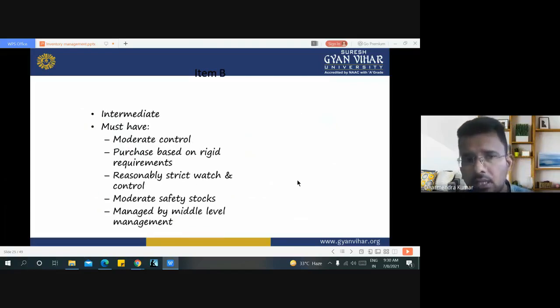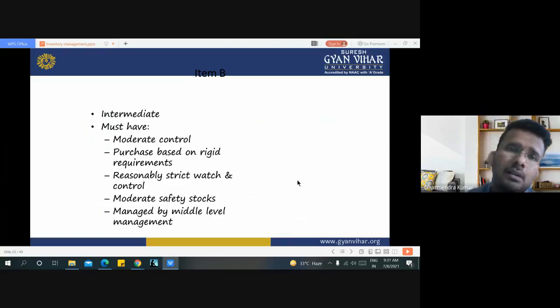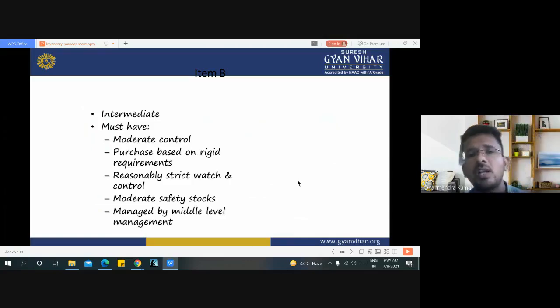Item B is intermediate in both aspects, usage and inventory cost value. It must have the following properties: moderate control, purchase based on rigid requirements, a reasonably strict watch and control, moderate safety stocks, and management by middle level management. This is the overall categorization of item B.